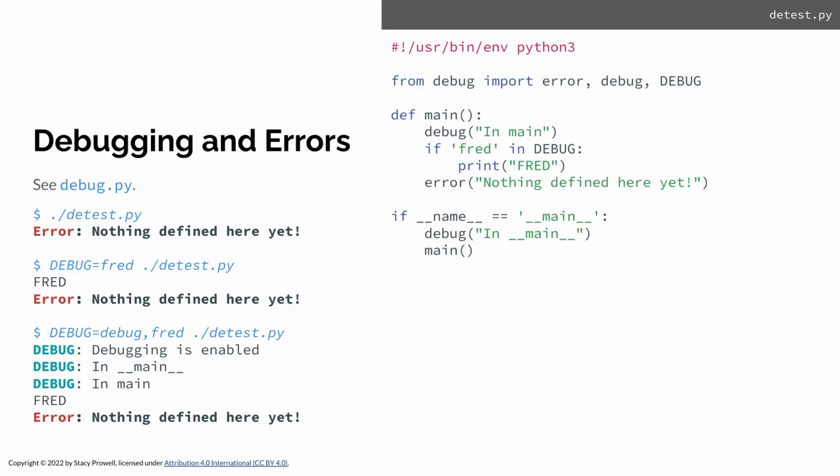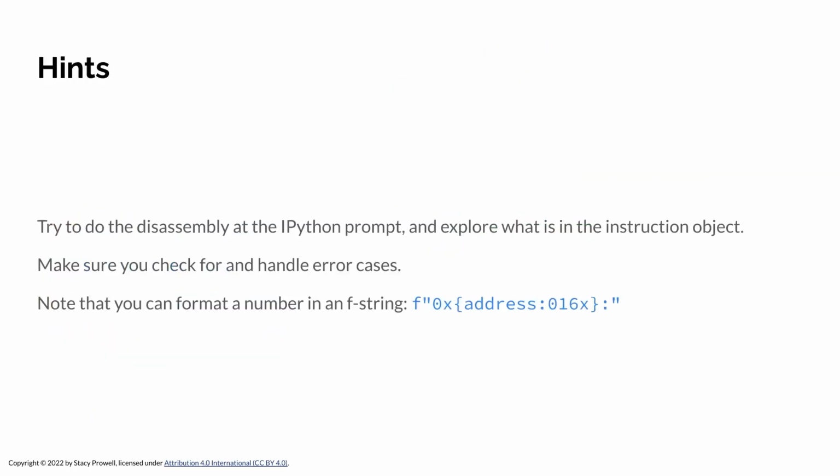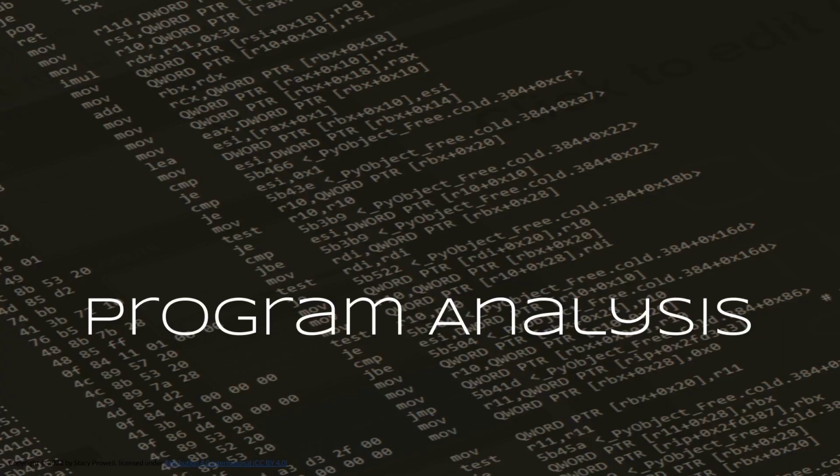I've given you a little debug.py that you can use or not use. It's up to you. And some hints. I like doing things at the IPython prompt. Interactive Python's a pretty good way of doing things. It has a good history feature to it. Be sure and be aware of and use f-strings to make your life much easier. And there were some imports, etc.